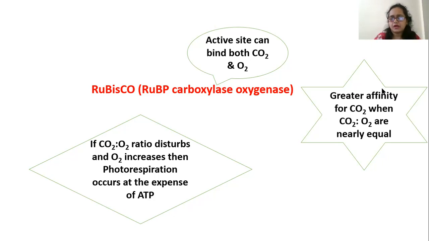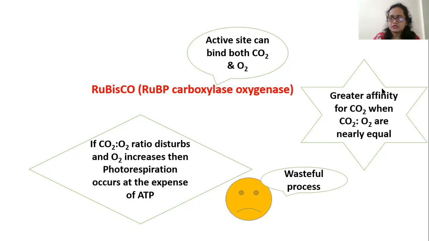So what will happen if it binds with oxygen? It will lead to photorespiration, and this process is of no use. Also this occurs at the expense of ATP, so energy is wasted, as well as the process is not useful for the plant. So we can say that it is a side reaction of photosynthesis, or of the carbon dioxide fixation in this plant. The photorespiration process is a wasteful process.